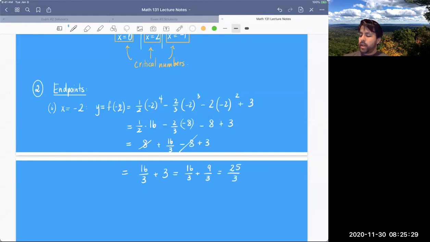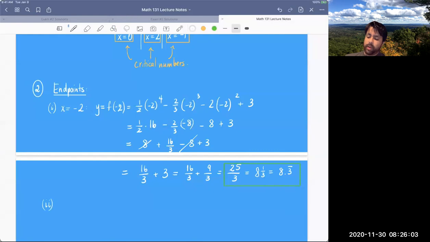And you can write this as a mixed number if you want. 3 goes in 25 8 times. This is 8 and 1/3, or this will be 8.3 repeated. So either way, as a fraction, as a mixed number, or as a decimal representation, this is my y value when my x value is -2. Okay, so that's the leftmost endpoint.